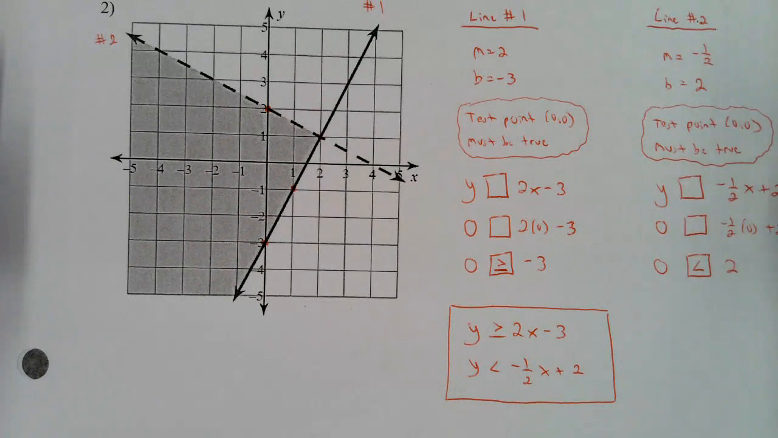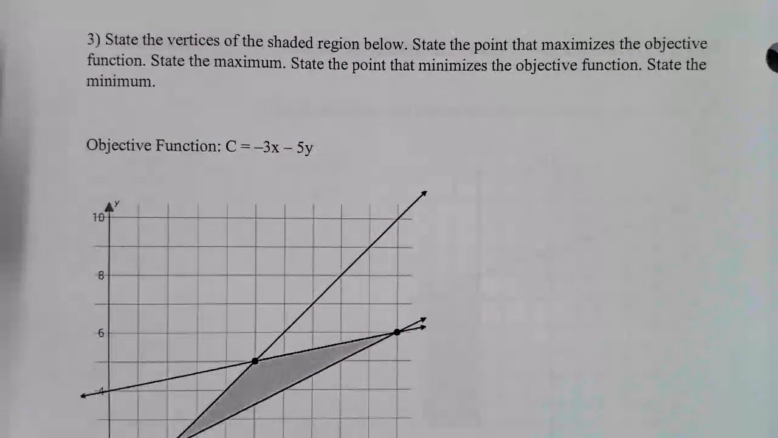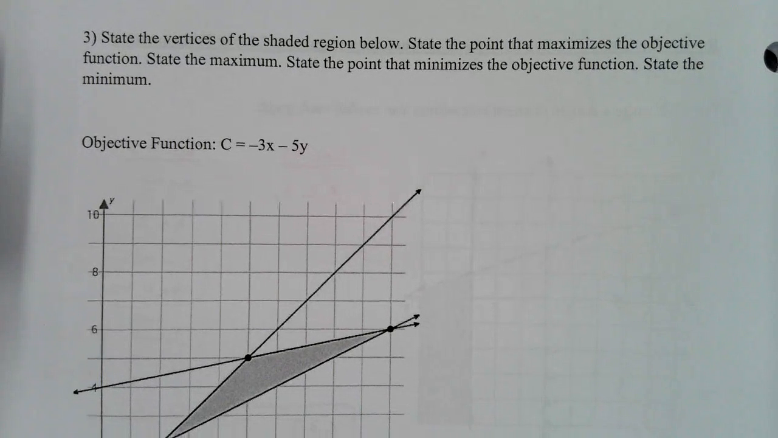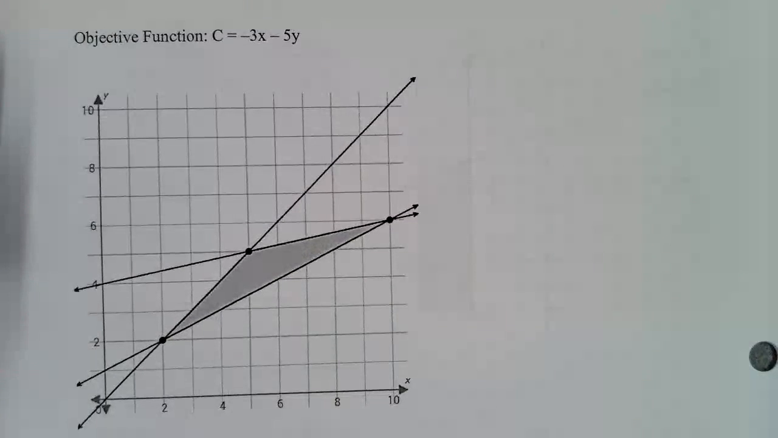All right, let's move on to the next page. State the vertices of the shaded region below, then state the point that maximizes the objective function, then state the maximum, and then state the point that minimizes the objective function, and state the minimum. Okay, so let's do the vertices first because that's the first part. State the vertices. I'll do it over here.